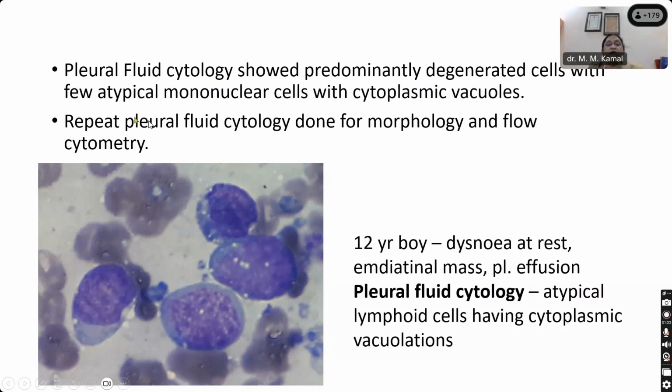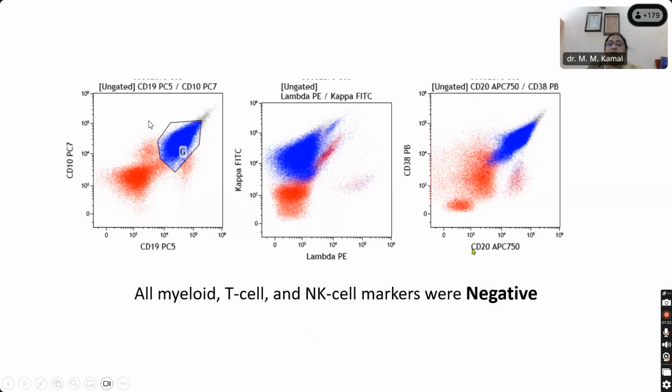Now, this is one of our patients with pleural fluid cytology showing predominantly degenerated, few atypical mononuclear cells with cytoplasmic vacuoles. Here you can see these cytoplasmic vacuoles. In this case, pleural fluid cytology was done. He was a 12-year-old boy with a mediastinal mass and pleural effusion, dyspnea at rest, and nothing could be done in him. You couldn't take a biopsy; you could do a bone marrow aspiration, bone marrow biopsy. So we received his fluid and flow cytometry was done. All myeloid, T cell and NK cell markers were negative.